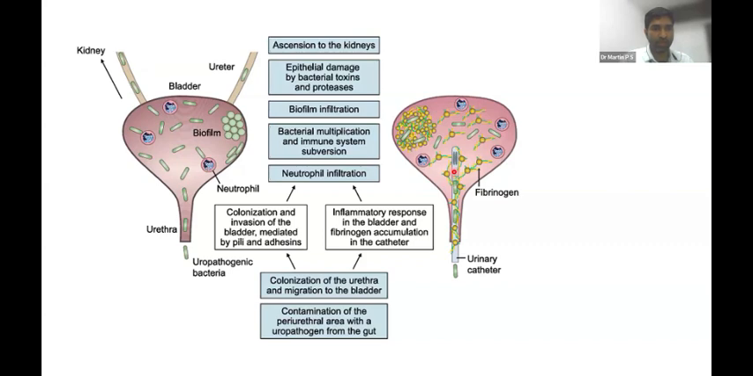So whenever there is contamination of the periurethral area with uropathogens from the gut, from the vaginal canal, etc., these pathogens try to colonize this area in the perineum. From there, they try to migrate into the urinary bladder through the urethra. In females, since the urethra is too short, the transition is faster. So the organism uses all its virulence factors to establish itself here by forming a biofilm.